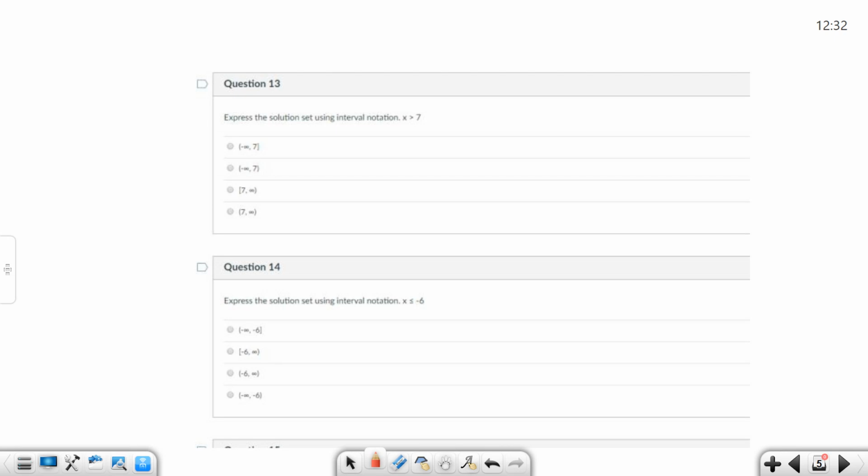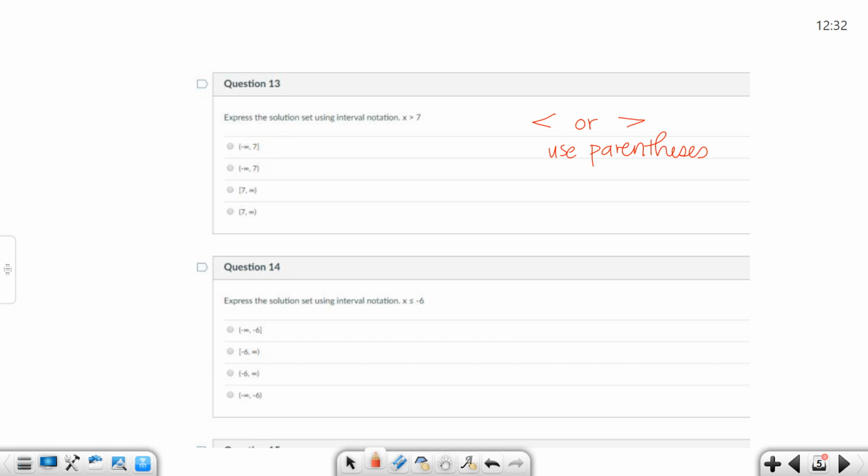Alright, the next thing I wanted to remind you of was interval notation. Okay, so just refreshing your memory, if you have this symbol or this symbol, you use parentheses. So let's stop there for just a second.